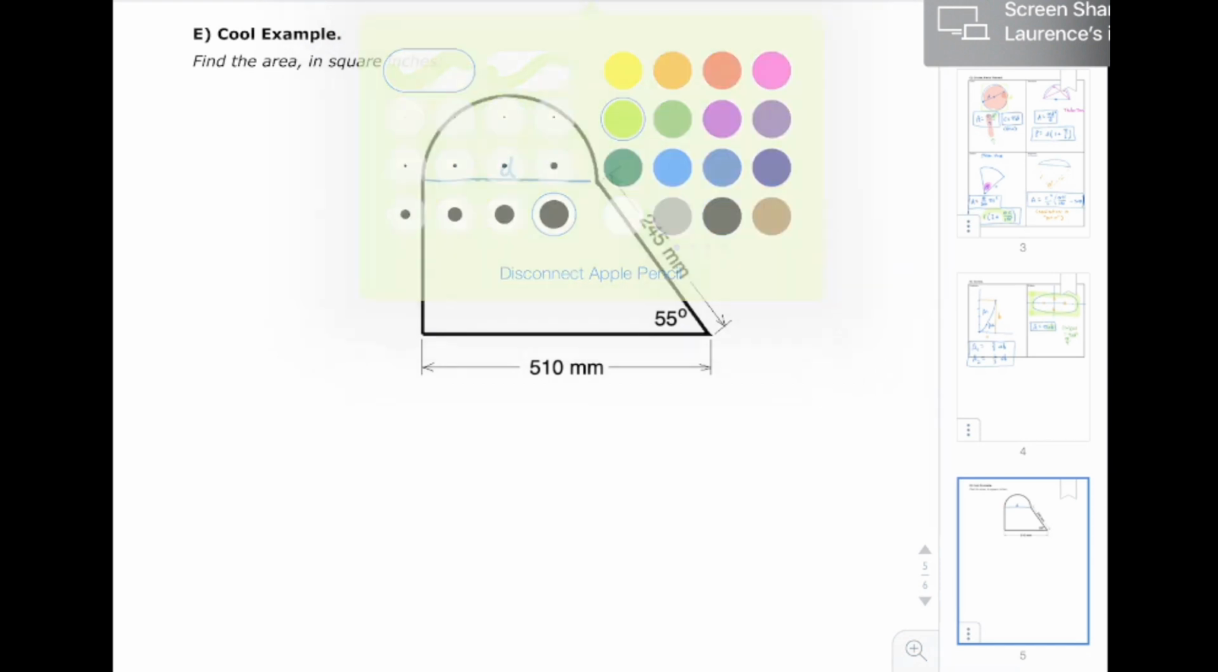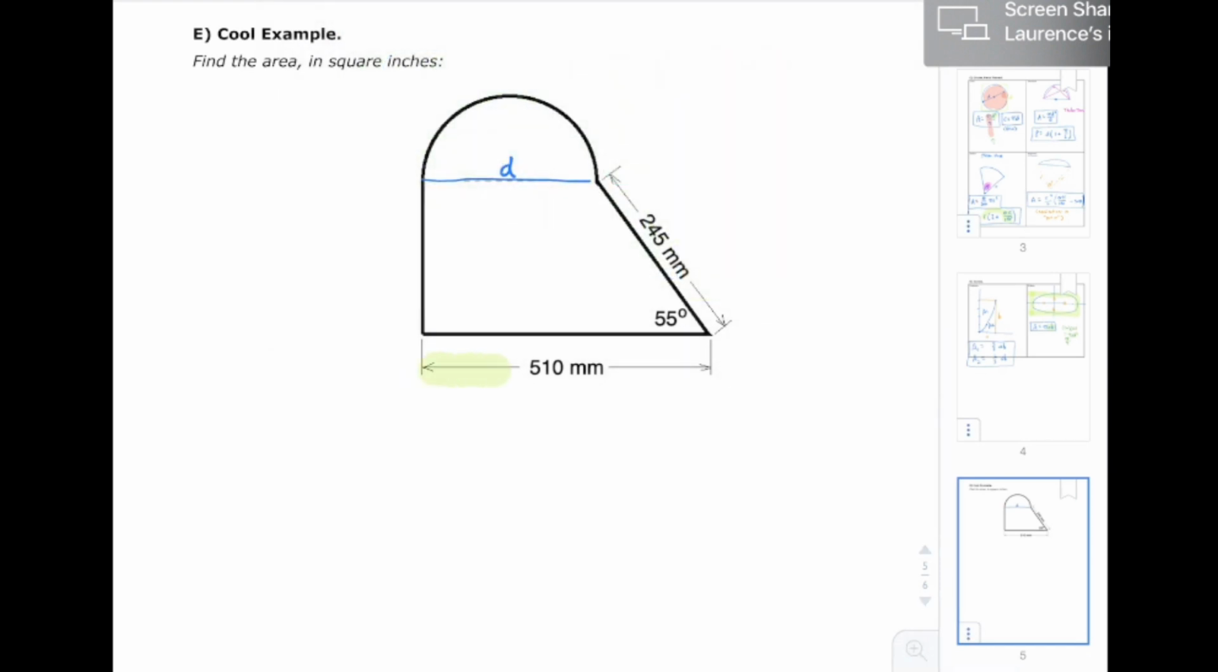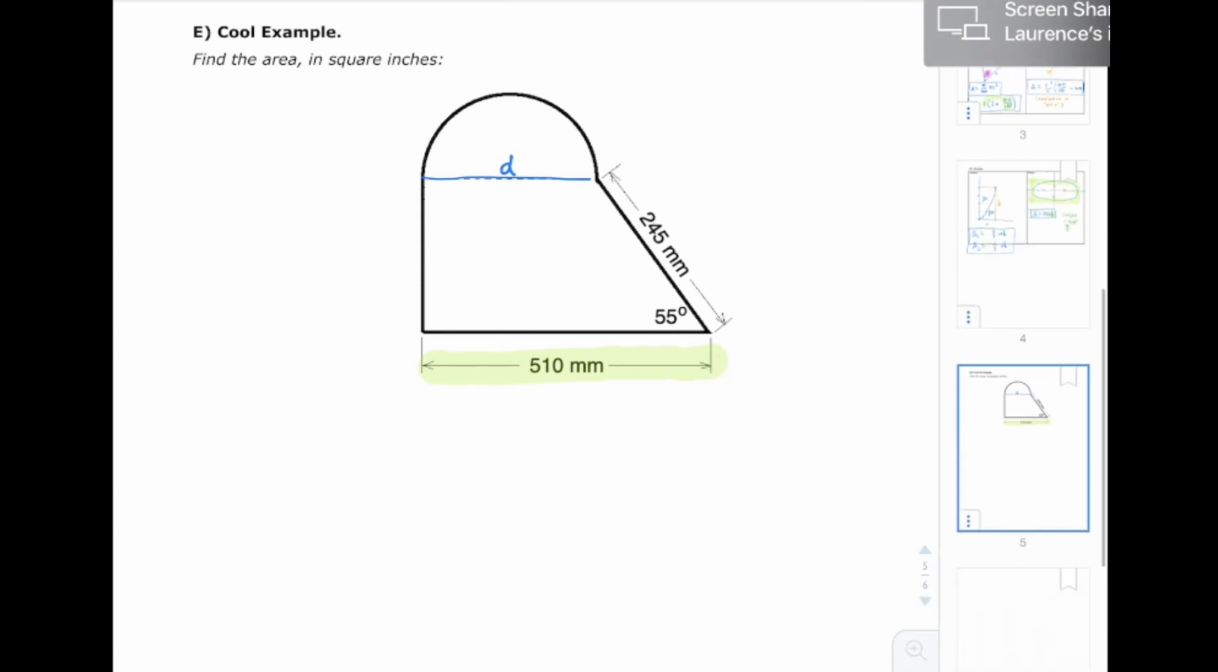Well, here's the information they gave us. We know how big this side is. I know D is shorter than that. How much shorter than that? Well, look at this triangle over here, right? If I could figure out this side of the triangle, the bottom side, I could subtract it from 510, and I would have my D. So that's our first plan. So let me start doing that now.